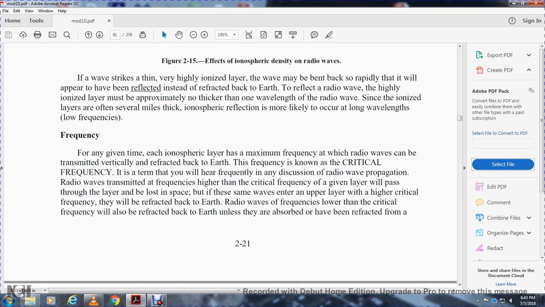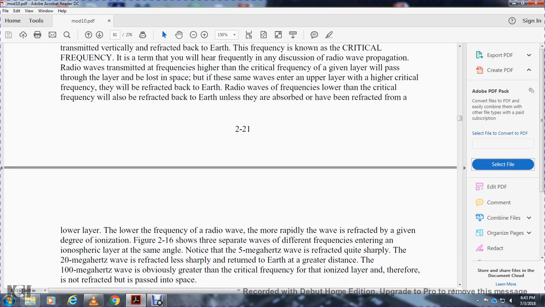The same waves may reach an upper layer with a higher critical frequency, and will be refracted back to Earth. Radio waves with a frequency lower than the critical frequency will also be refracted back to Earth unless they are absorbed. The lower the frequency of the radio wave, the more rapidly the wave is refracted, given the same degree of ionization.